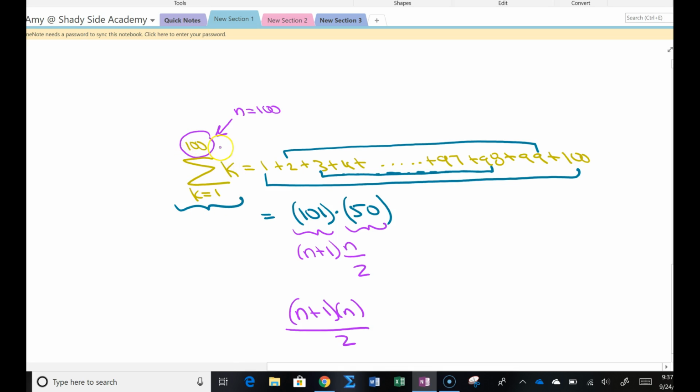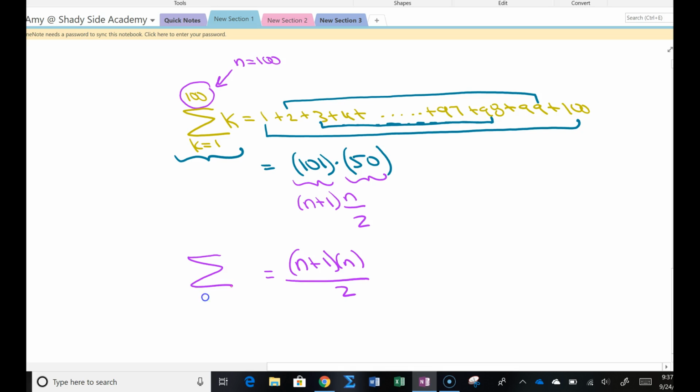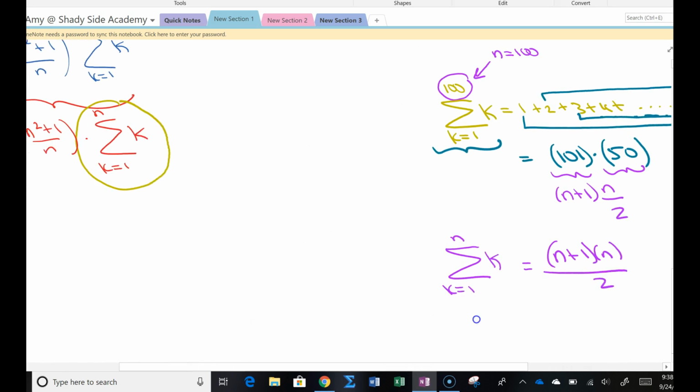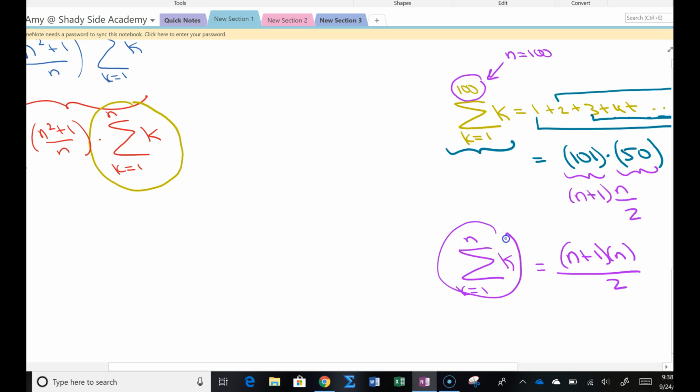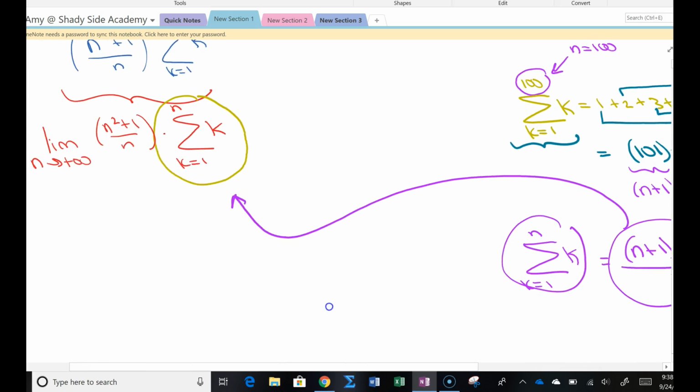N could be 5,000. The summation from k equals 1 to n of k, which is just 1 plus 2 plus 3, so on and so forth, is just the number of terms you're adding times the number of terms you're adding plus 1, all divided by 2. This is a nice generalization. Now you have it, this equals the summation from k equals 1 to n of k. All right? And now I go back and I now know what this summation equals in terms of n. So this becomes this.